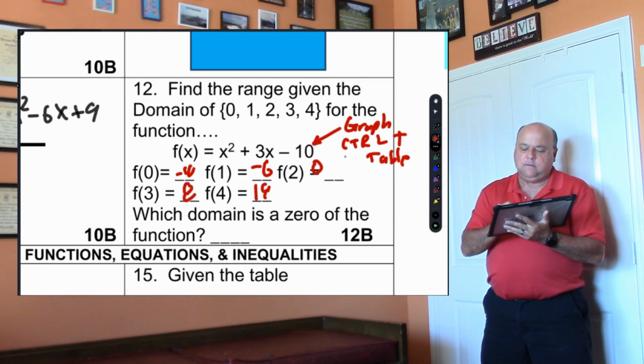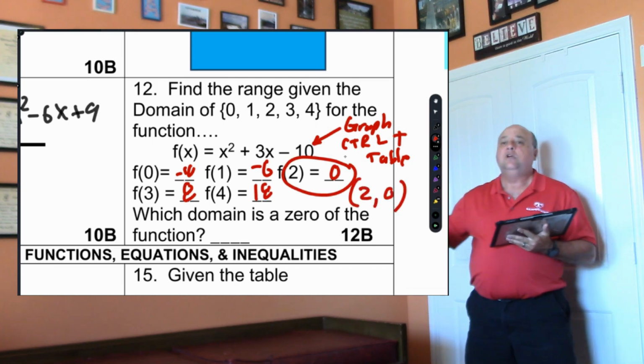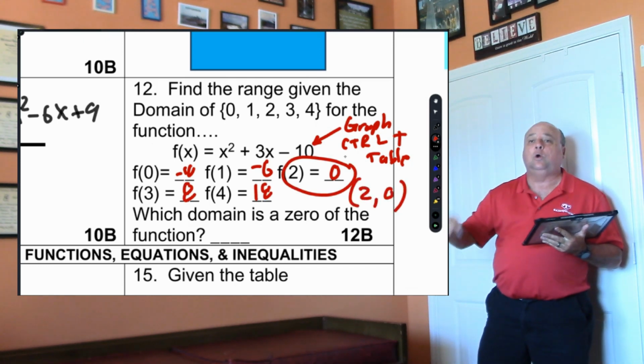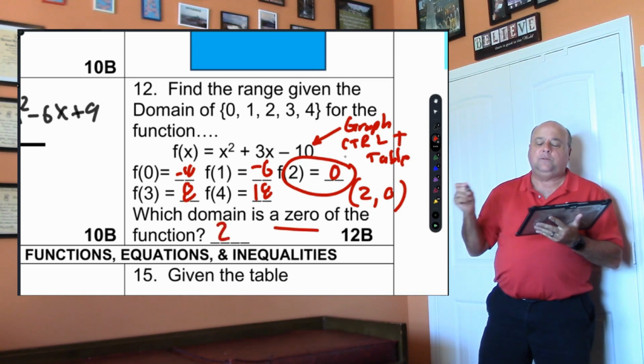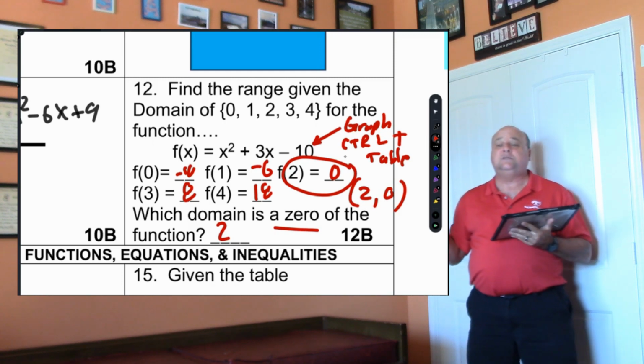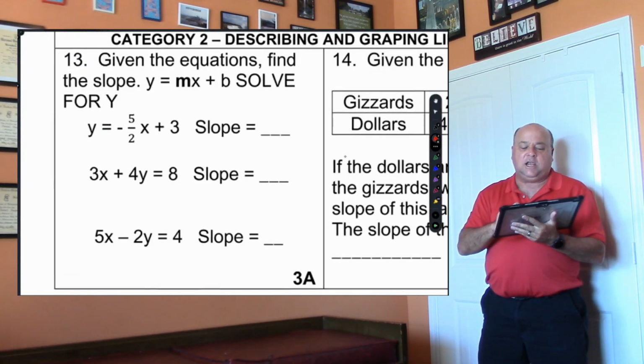8 and 18. And one of the most important numbers right here, if you input 2, you output 0. So the ordered pair 2 comma 0 would be an x-intercept, and that's called a 0 of the function. So the domain that is a 0 is the 2. That's one of them. Continuing on, number 13.